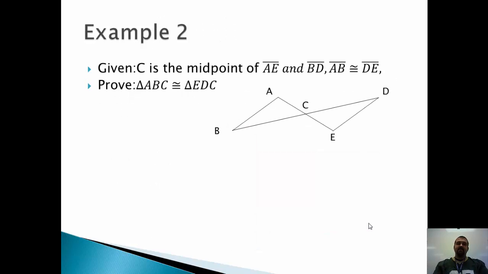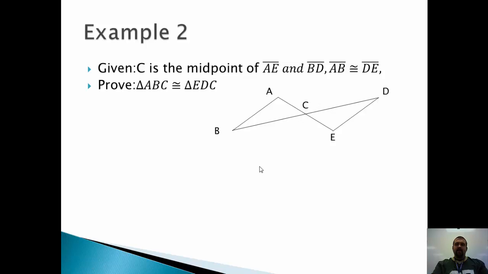Alright, let's look at an example. This is the second example today. What if they ask me to prove that two triangles are congruent? Alright, so they tell me the given. C is the midpoint of segment AE and segment BD. Segment AB is congruent to segment DE. And they want me to prove that triangle ABC is congruent to triangle EDC.